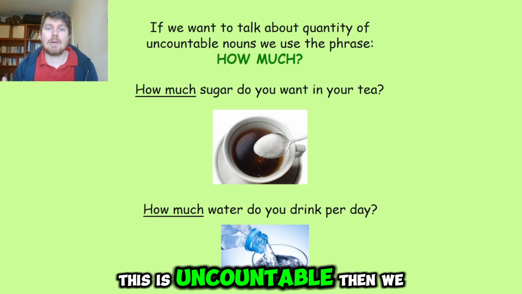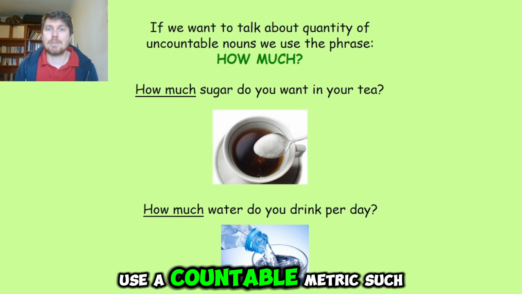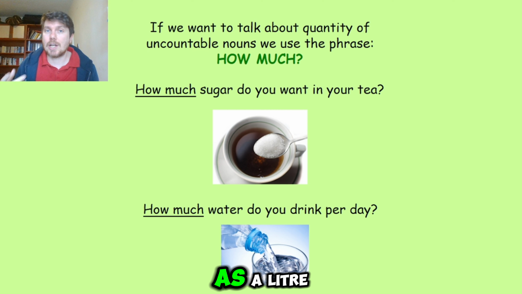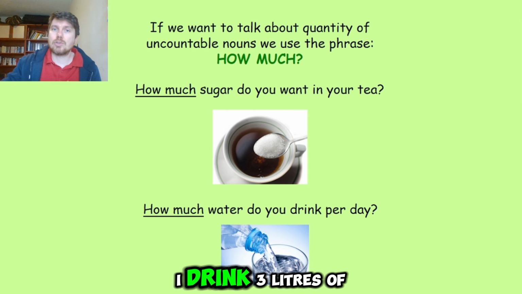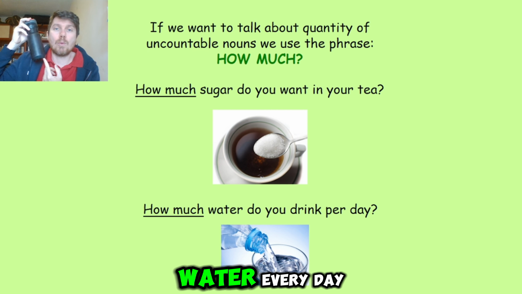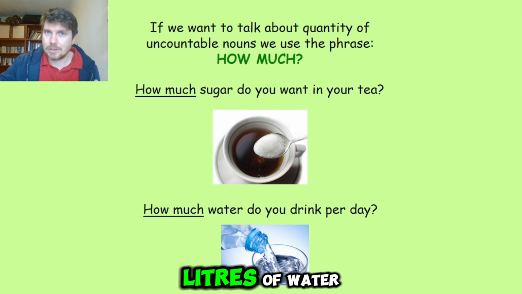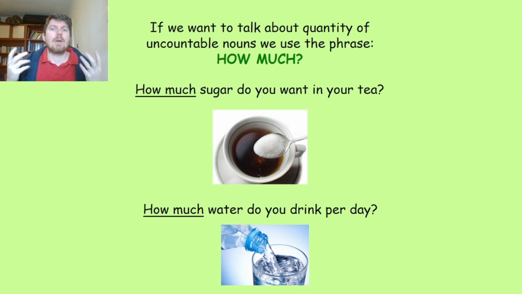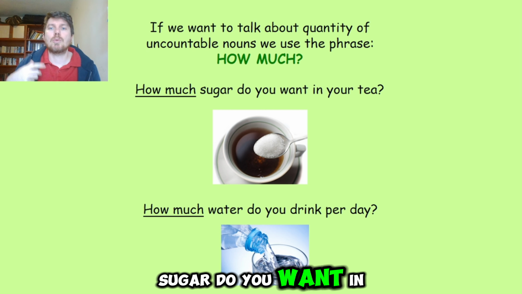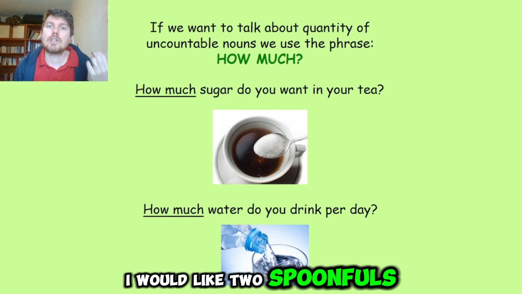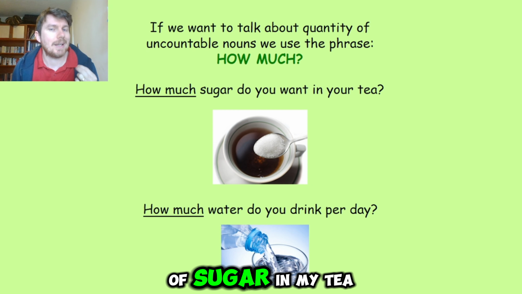This is uncountable. Then we use a countable metric, such as a litre. I drink 3 litres of water every day. Very good. I drink 2 litres of water. That's the metric. How much sugar do you want in your tea? I would like 2 spoonfuls of sugar in my tea.